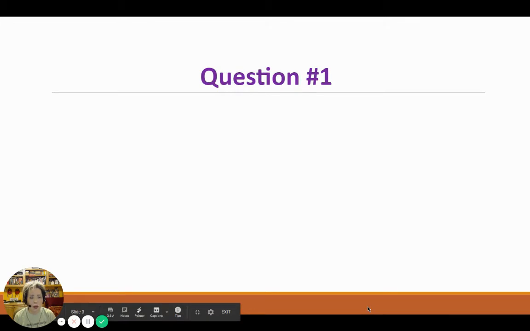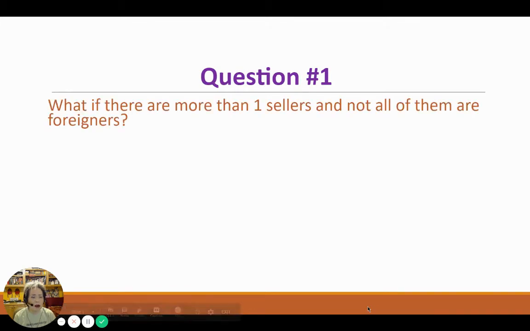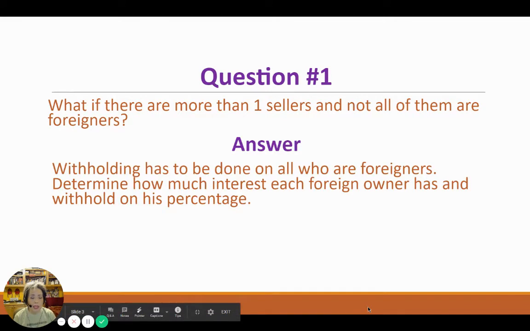So question number 1. What if there are more than one sellers and not all of them are foreigners? Withholding has to be done on all those who are foreigners. So the first thing that you will need to do is to determine how much interest each foreign seller has. And then you will need to withhold on his percentage.